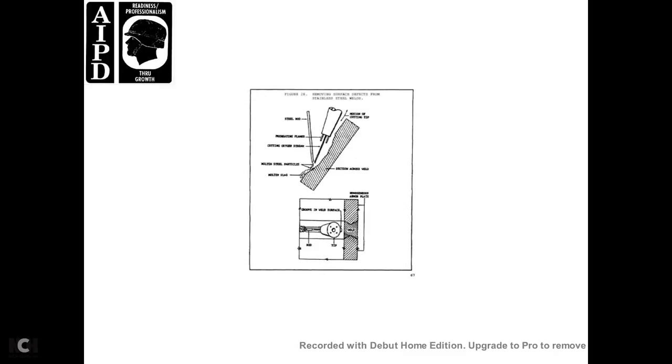Figure 26 shows the removal of surface defects of the stainless steel welds: steel rod penetration, flames, motion of the cutting tip, cutting oxygen, molten steel particles, molten slag, and section of the weld.